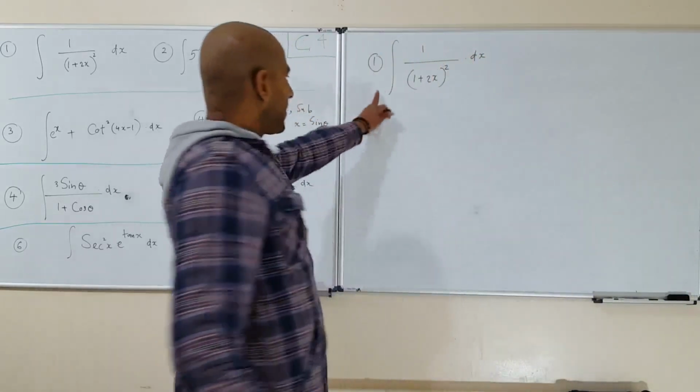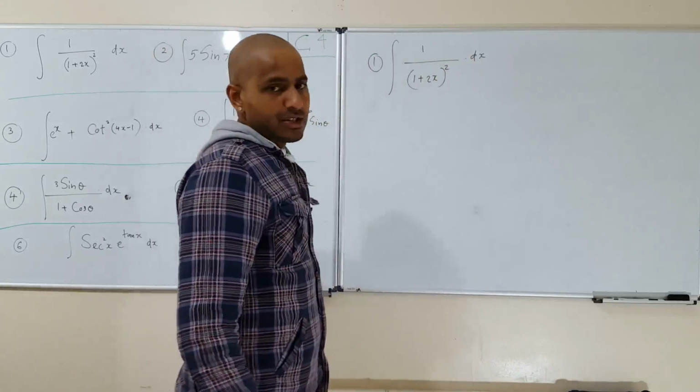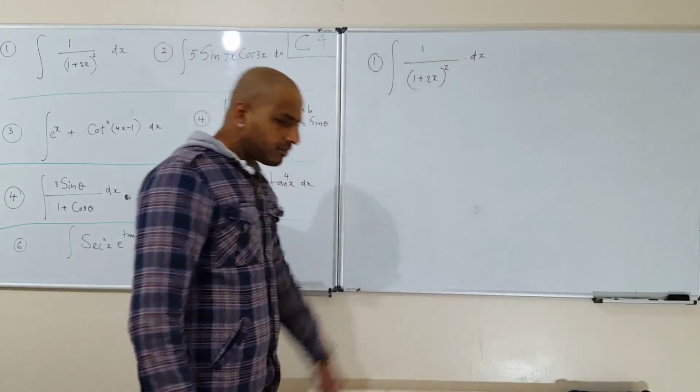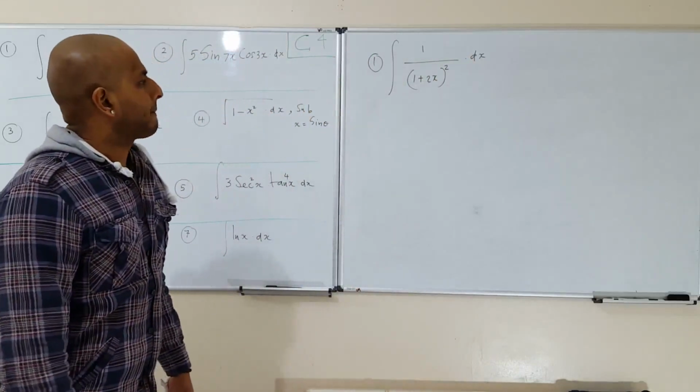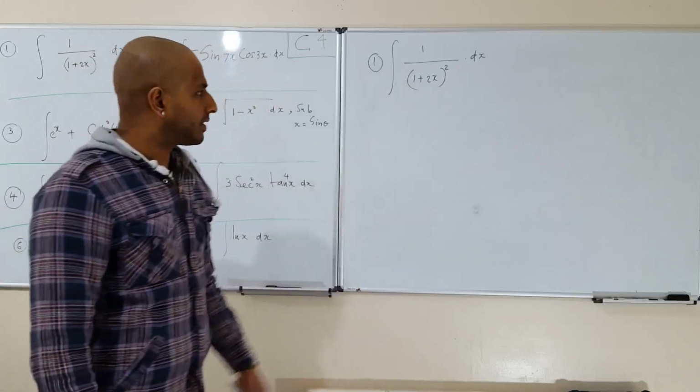The first one actually is written here: the integral of 1 over (1 plus 2x) squared dx. So we try to integrate this now. At a glance, we can see that 1 plus 2x is a linear function, isn't it?